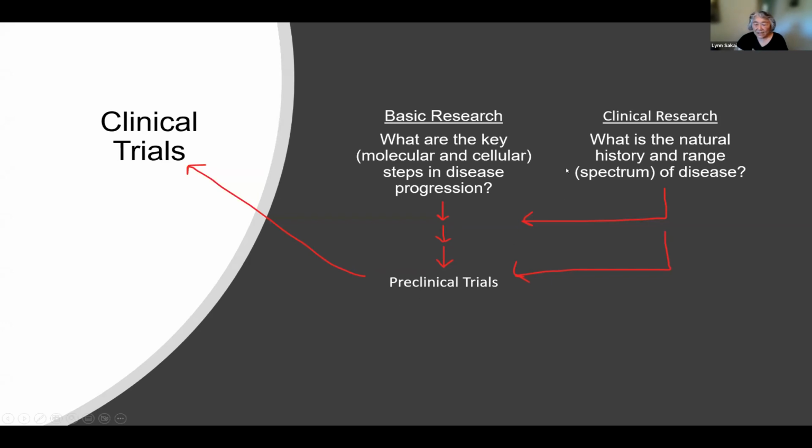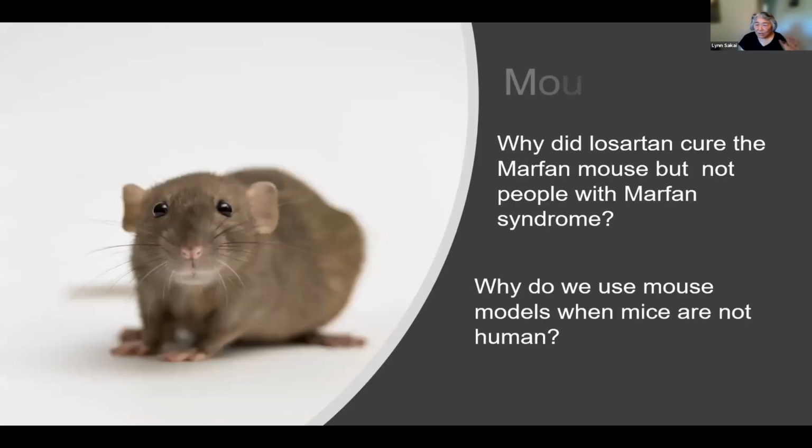Now, the goal for both of us, for clinical researchers and for basic research, is to improve the lives of people with genetic disorders. And the way that we can do that is by organizing a well-developed clinical trial. And these clinical trials are the product of what we know from clinical research, what we've learned from basic research, and what looks to be a promising preclinical trial in animal models. So that's how it works.